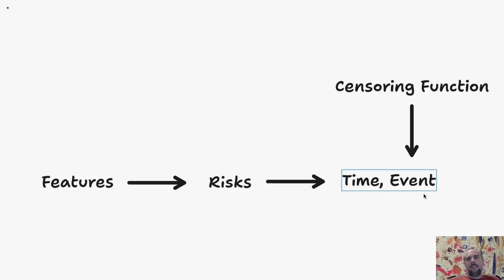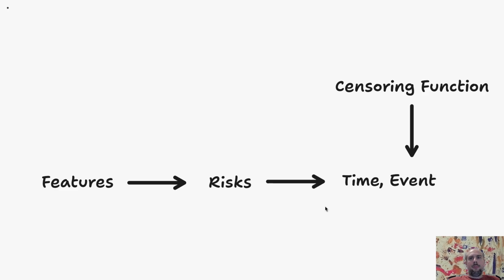And the event is whether or not you observed a patient dying, for example, or you observed the disease coming back, or it doesn't even have to be something biological. It could be an engine failing. And you have a censoring function which determines whether or not an event occurred. So in actual data, you have the features, you have the times and events, and then you're trying to figure out what the risks for each sample are.